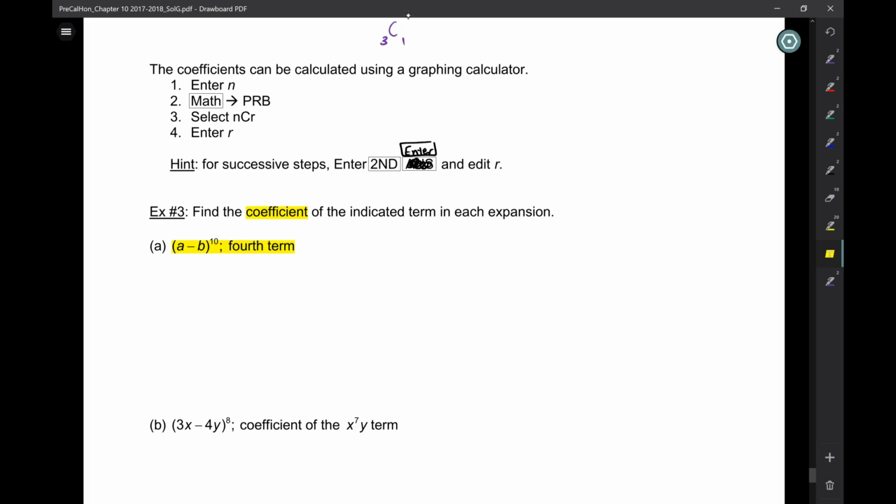Okay, so it's not worth it for me to sit there and expand out all 11 terms if I just want the coefficient of 1/11 of it, right? So we're going to go directly to that one. That's where the binomial theorem is more powerful than Pascal's triangle. You just go directly there. Okay, so here's what we're going to do.